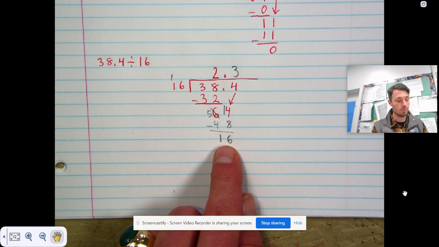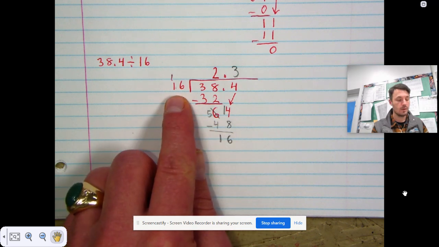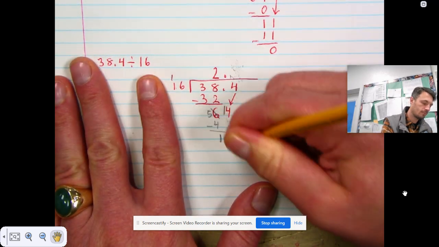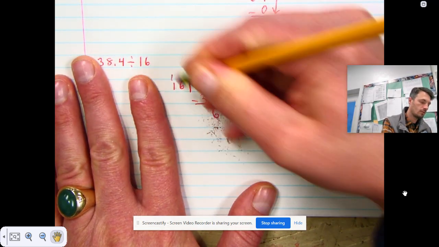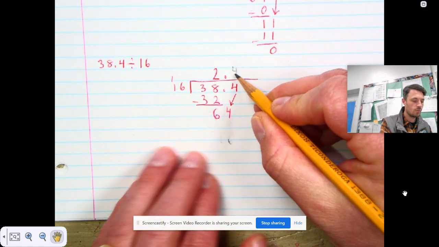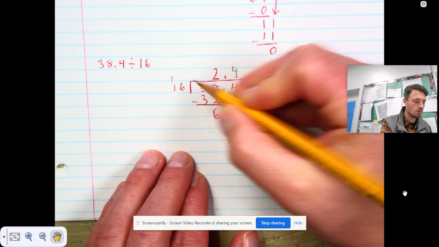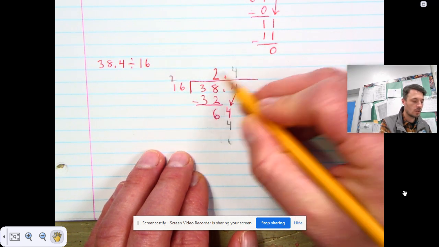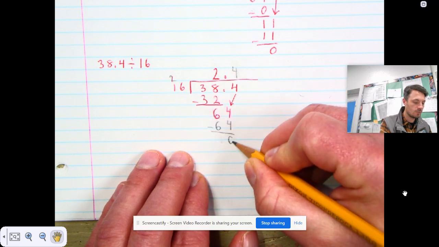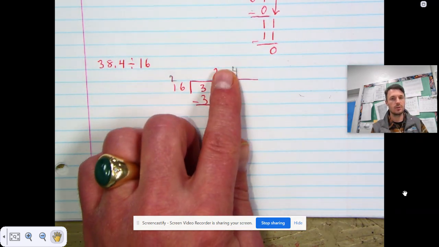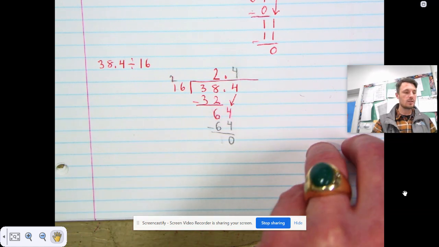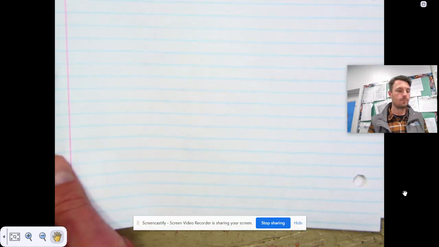So if this number is not smaller than this number, it means this needs to go up. So we erase all this, and we try a 4 instead. 4 times 6 is 24, carry the 2. 4 times 1 is 4, plus 2 is 6. 64 minus 64 is 0. So the answer is 2 4/10. The problem resolved. Let's do some more examples together.